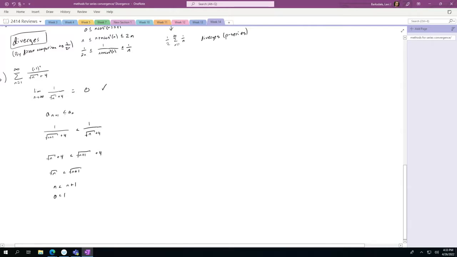So that tells me that my n plus 1th term is smaller than my nth term, and the second condition of my alternating series test is satisfied. Right? Which means that my series converges by the alternating series test.